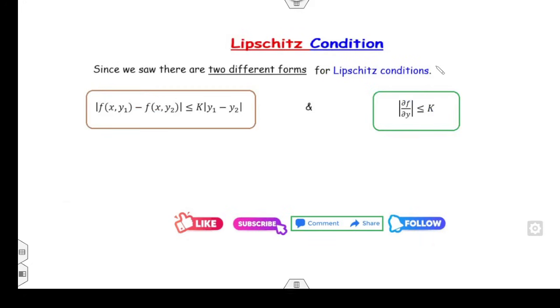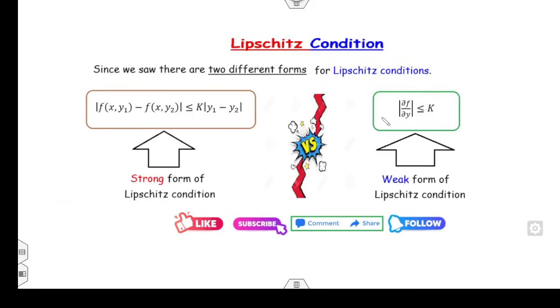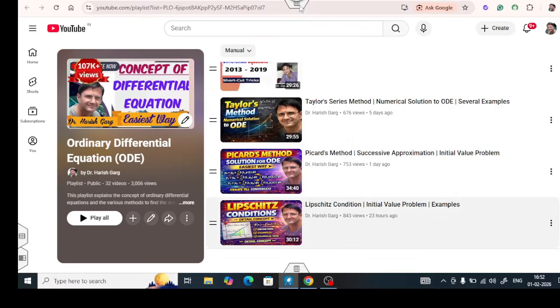If I quickly recall the last lectures, we discussed two different forms of the Lipschitz condition, defined in equation number 1 and equation number 2. Equation number 1 is known as the strong form of the Lipschitz condition, while equation number 2 is known as the weak form. For more details about the features of the strong form and the weak form, you must watch the last lecture on the Lipschitz condition.